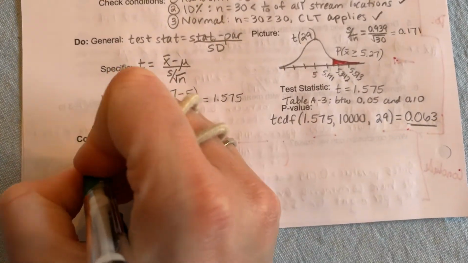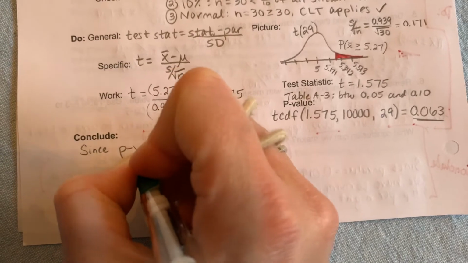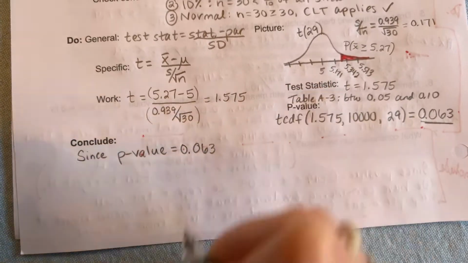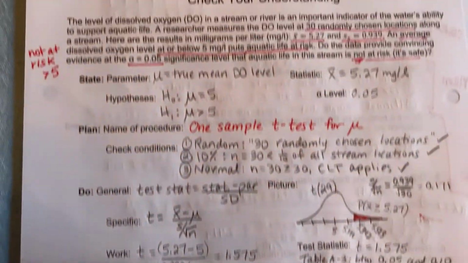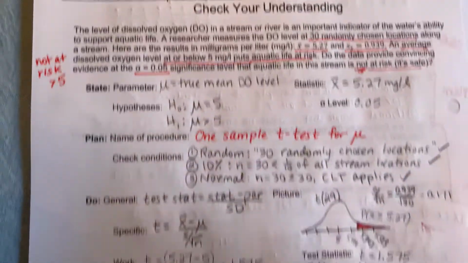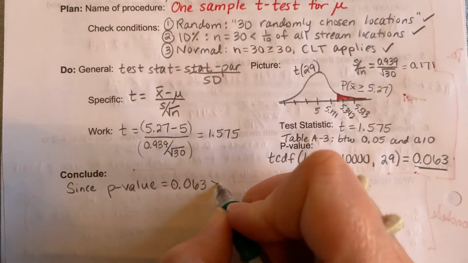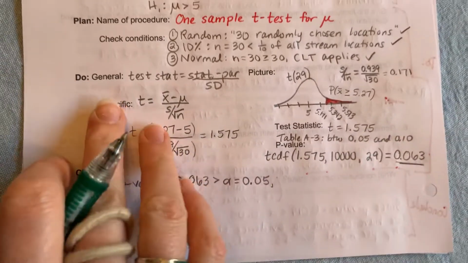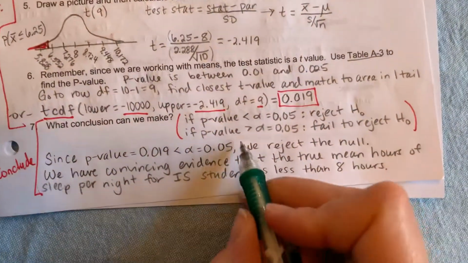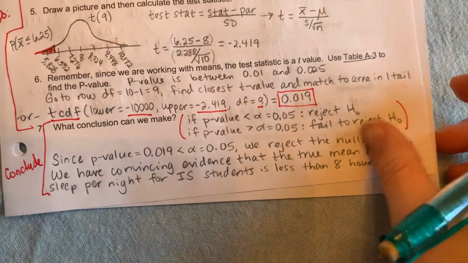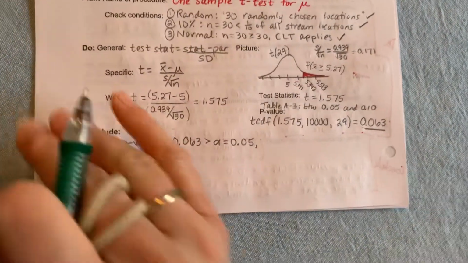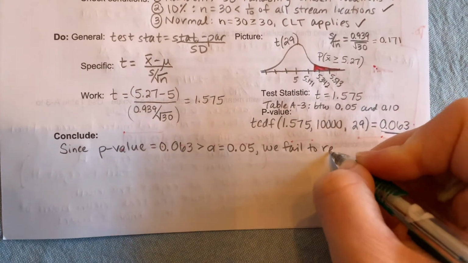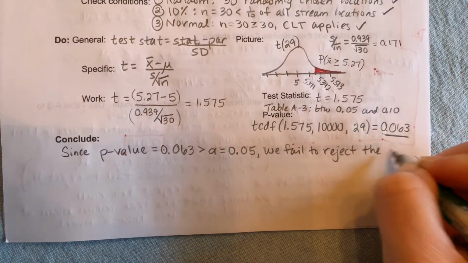Okay, so let's conclude now. We always start out with, since our p-value, and then state what the p-value is equal to, 0.063. And then we compare that to the significance level. So remember, the significance level told us was 0.05. So 0.063 is greater than alpha, equal to 0.05. And like we wrote on the previous page, if our p-value is greater than alpha, then we fail to reject the null. So that is what we're going to do here. We fail to reject the null.